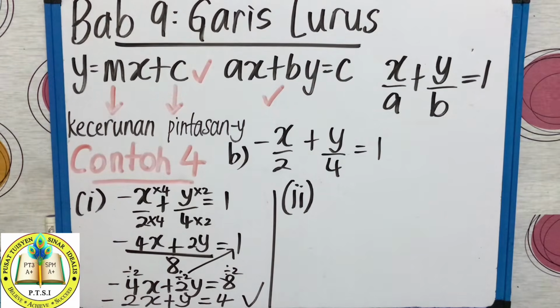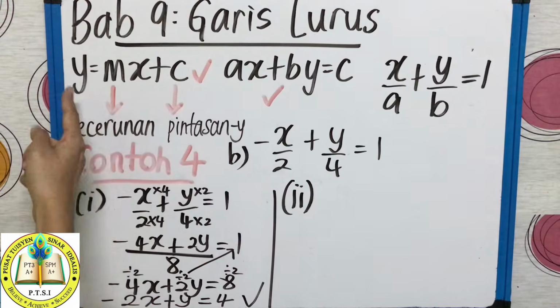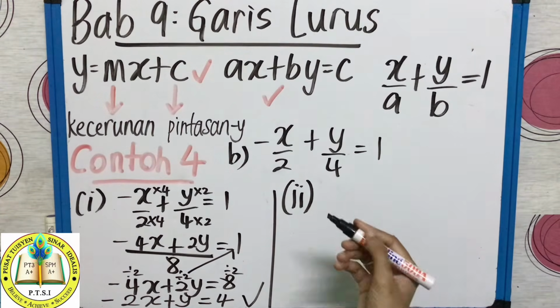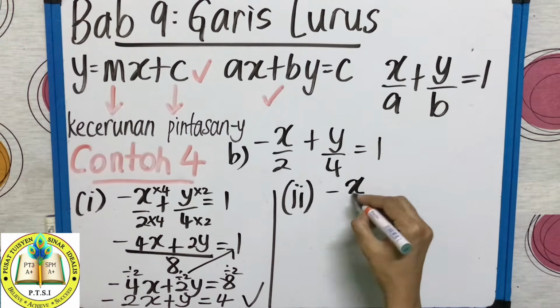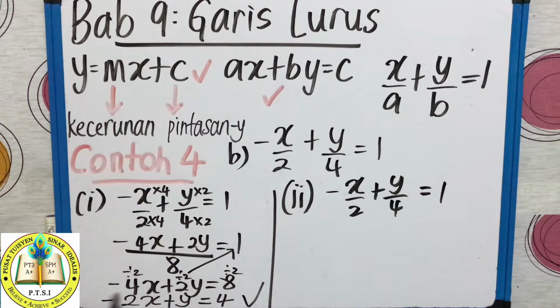Roman 2. The second one, they ask you to change to the persamaan y equal mx plus c. Okay, the question, teacher write here. Negative x over 2 plus y over 4 equal 1. Sekarang kamu nak tukar bentuk y equal mx plus c. What is the first rule teacher taught you? Y must be on your left hand side.